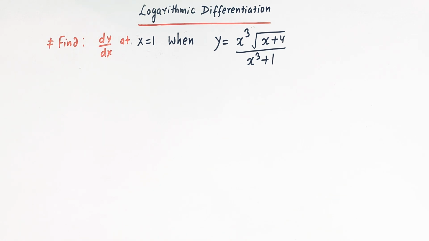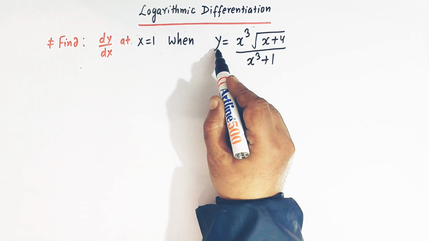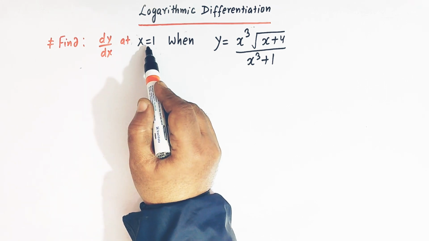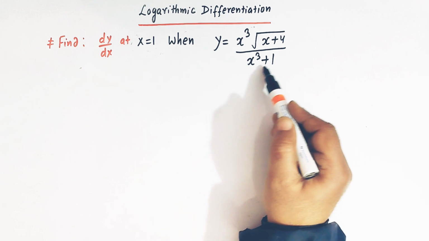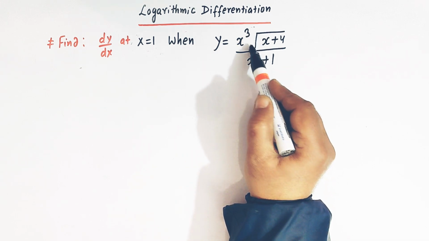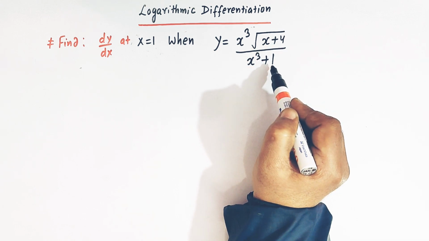Hello viewers, in today's class we are going to discuss another problem from logarithmic differentiation. In this problem we have to find the derivative of y with respect to x at x is equal to 1. So we have to differentiate this function y, which is equal to x cube times the square root of x plus 4 divided by x cube plus 1.